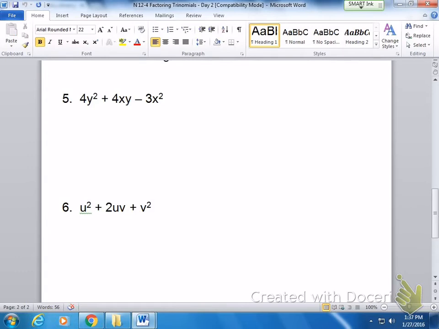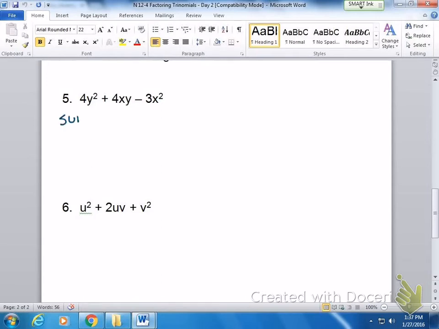So let's look at number 5. I have 4y squared plus 4xy minus 3x squared. Now this is already in order. It starts off with a y squared, then I have a y in the second term and no y in the third. So don't let that x confuse you, okay? So I'm going to go ahead and do the exact same thing I did last time.